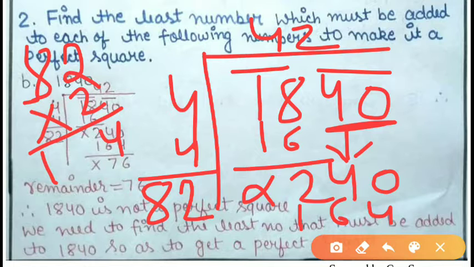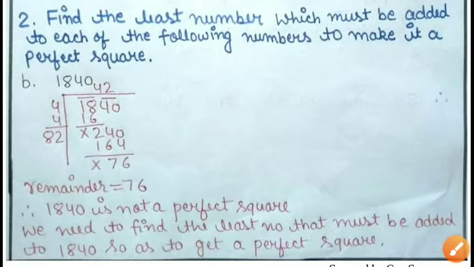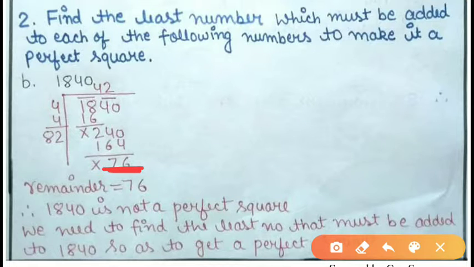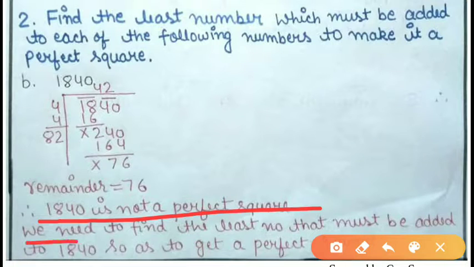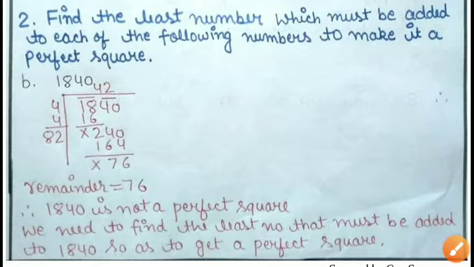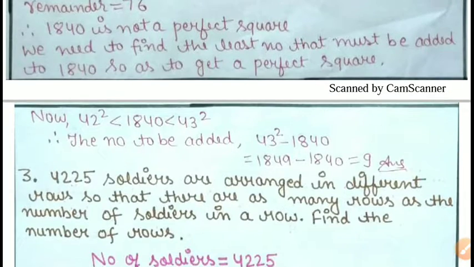When you will solve this, you will get a remainder. Okay, here you can see when you will subtract, you will get a remainder 76. That means 1840 is not a perfect square because it is leaving a remainder. Here it is written 1840 is not a perfect square. We need to find the least number that must be added to 1840 so as to get a perfect square. So how will you get it?